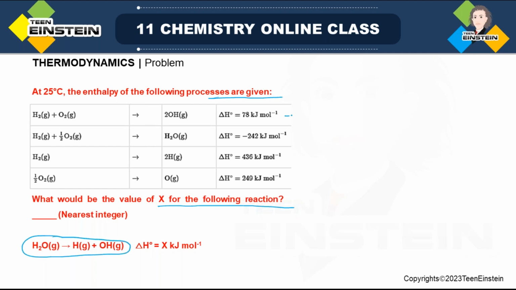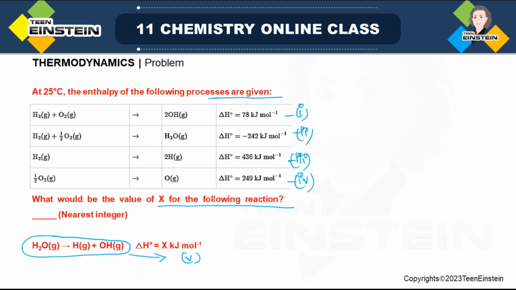Now suppose this is reaction number 1, this is 2, this is 3, and this is 4. And this is a new equation, suppose this is 5. So you have to find the enthalpy change for the last equation, that is equation number 5. But you have the enthalpy values for these 4 equations.